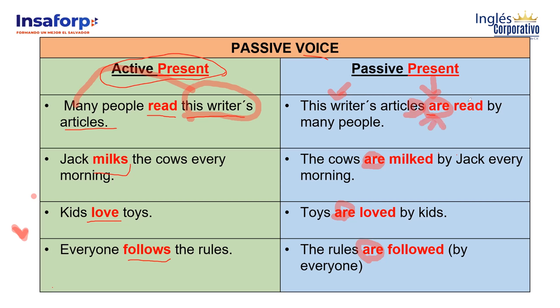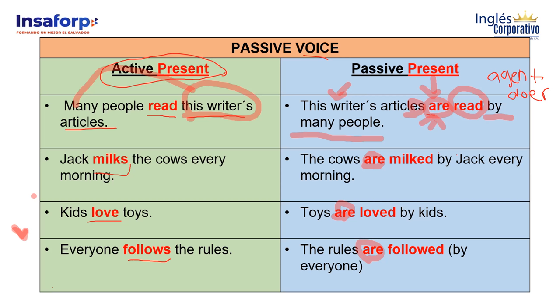¿Y después del verbo to be, qué tiene que venir? Verb. ¿En qué forma? Participle. ¿Y después qué viene? By many people. In the passive voice, esa palabra después del by se le conoce como agent. O también se le conoce como doer. Es la persona que hace lo que mencionó usted anteriormente. So we call them agent or doer.